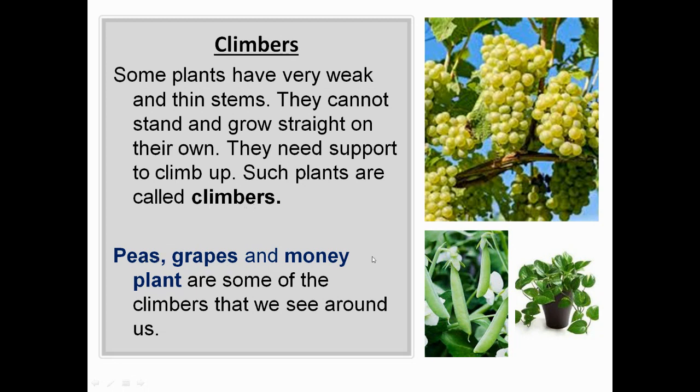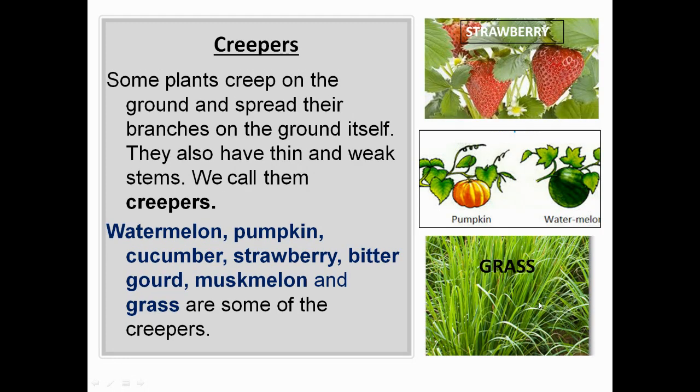Peas, grapes, and money plant are some of the climbers that we can see around us. Look at the picture: grapevine, pea, money plant. And the next category is creepers. Some plants creep on the ground. Creep means grow or spread in such a way as to cover.